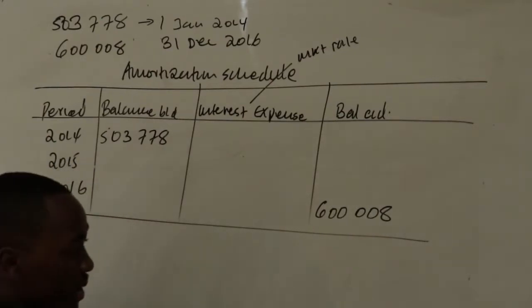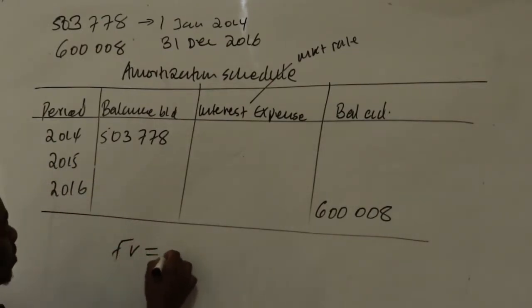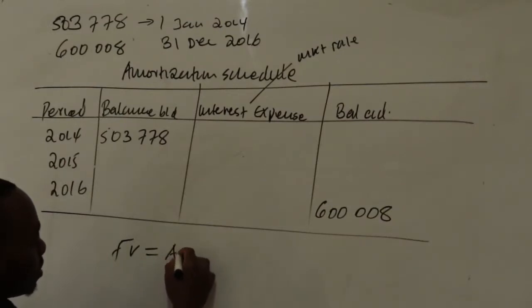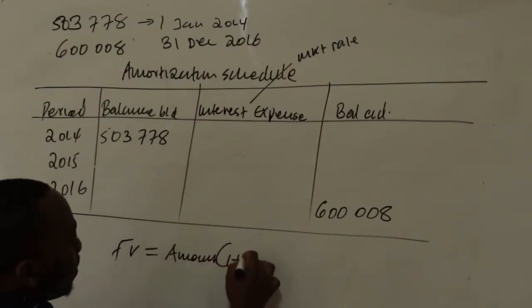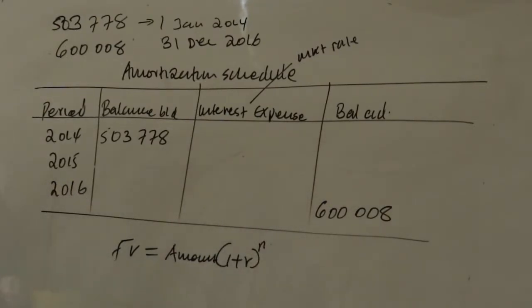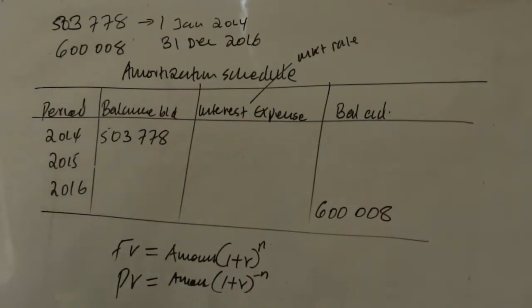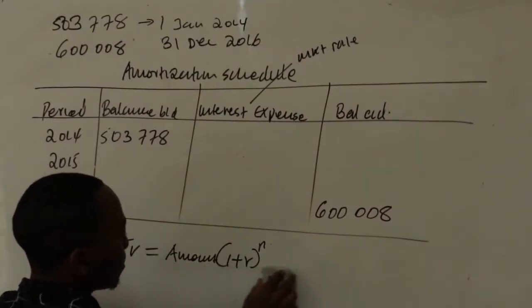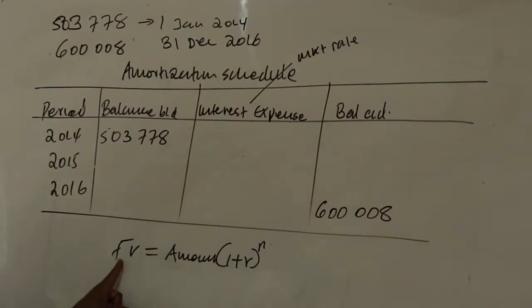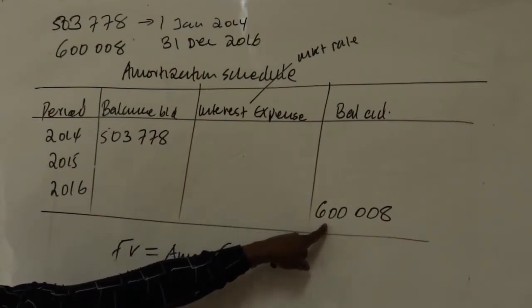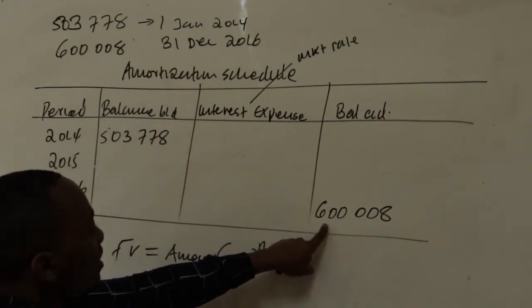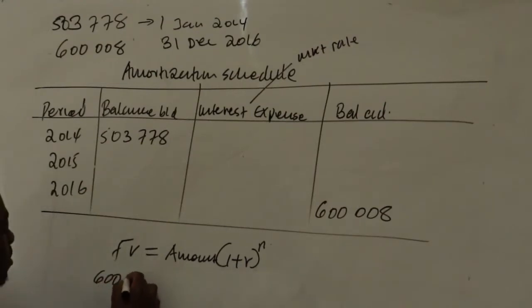So let me take you back to financial management. Future value is equal to the amount times 1 plus R raised to power n. That's how you get the future value. Or how do you get present value? To get the present value is just the amount times 1 plus R raised to power negative n. As simple as that. But let me use the first one. So the future value will be the amount which will mature in year 2016, so in this case it's 608,008.